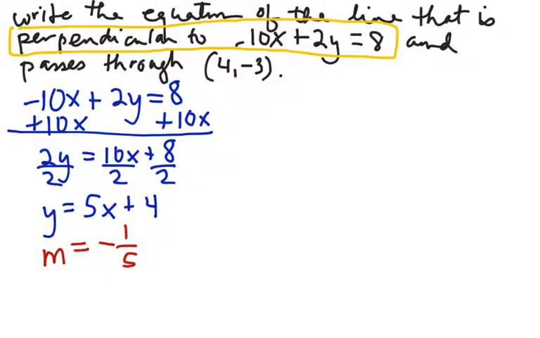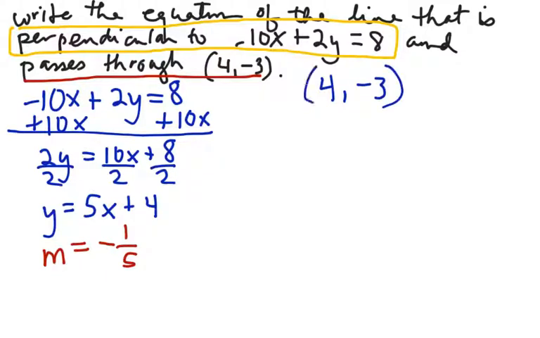Okay, now I am done with that equation. I do not care about the 4. All I care about is my slope equals negative 1/5. My next piece of information is that it passes through (4, -3). So that's a point on the line: (4, -3).